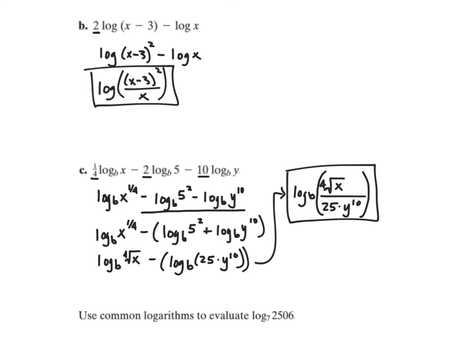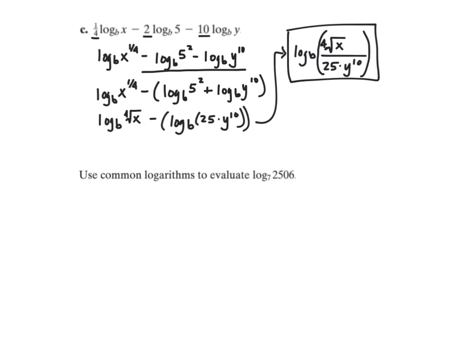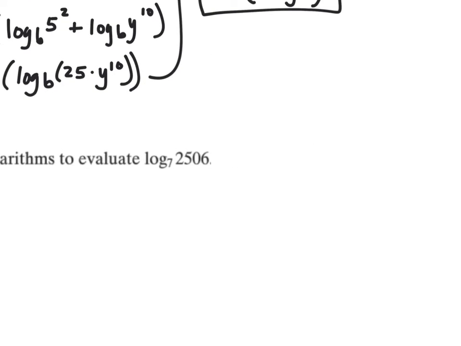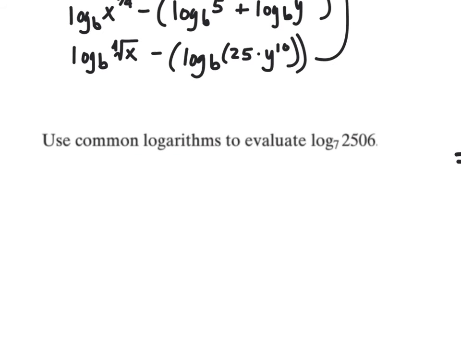All right, now let's do common logs to evaluate this log. Now, to answer this question, 7 to the what power gives us 2,506? And that we don't know. So what we would do to evaluate this log is I would do log of 2,506 divided by log of 7.